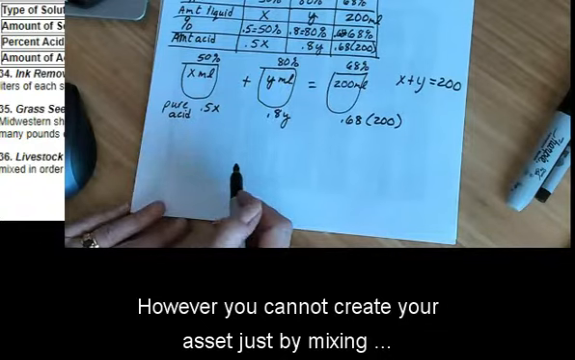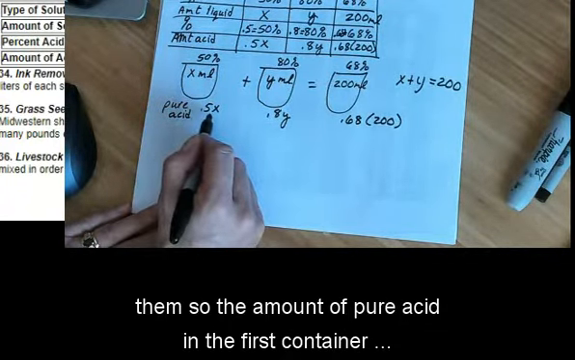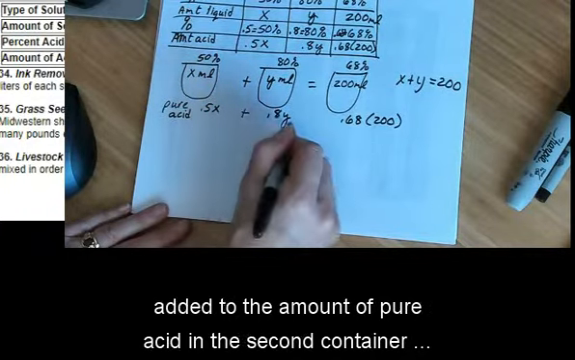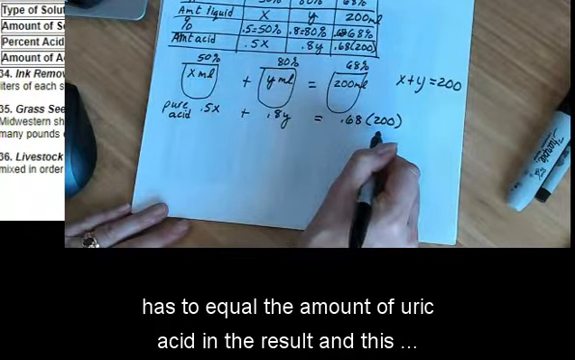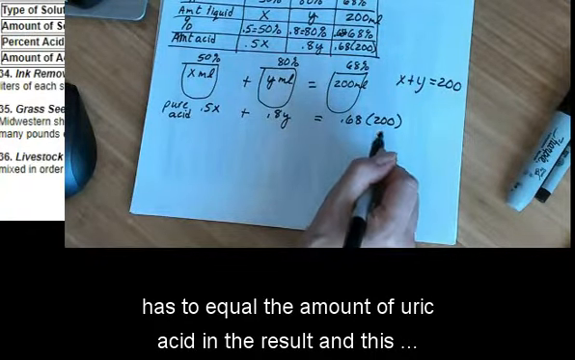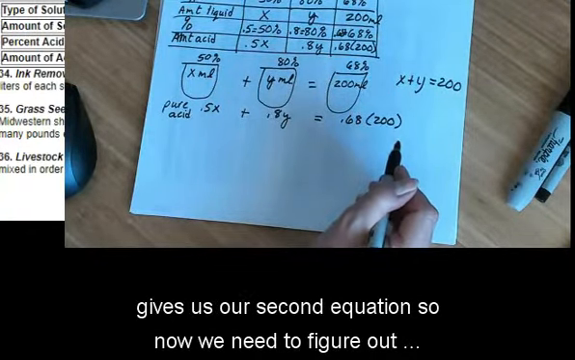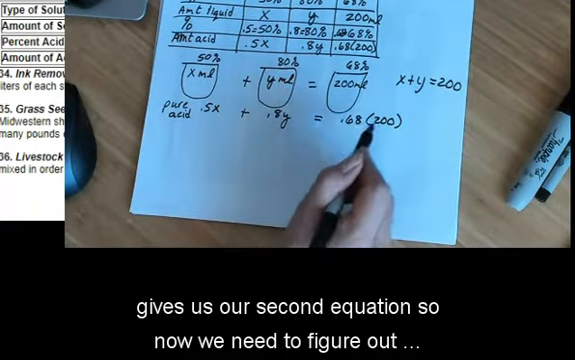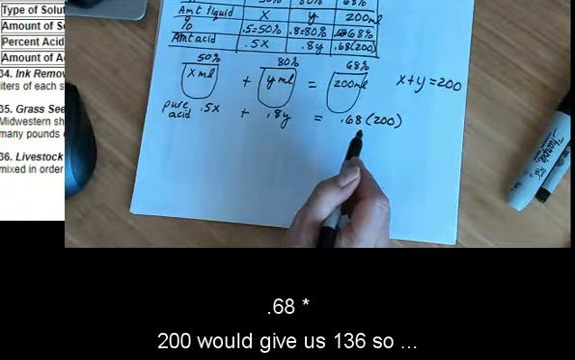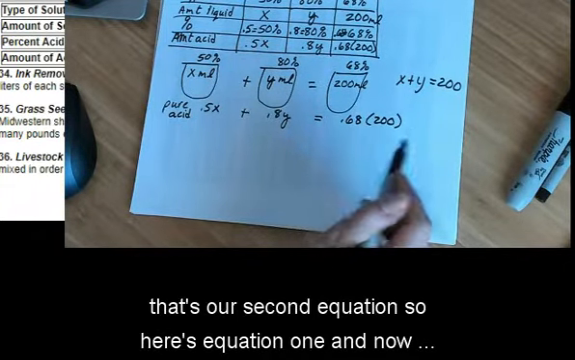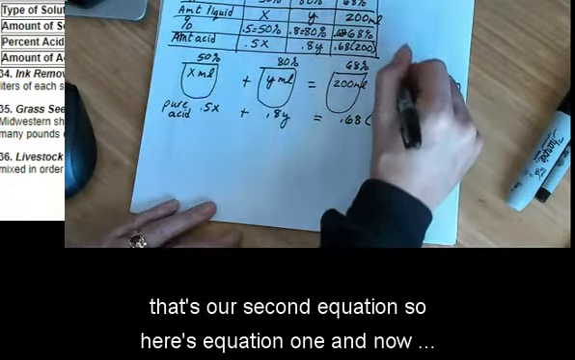However, you cannot create pure acid just by mixing them. So the amount of pure acid in the first container added to the amount of pure acid in the second container has to equal the amount of pure acid in the result. And this gives us our second equation. So now we need to figure out what is 0.68 times 200. Well, 0.68 times 200 would give us 136.